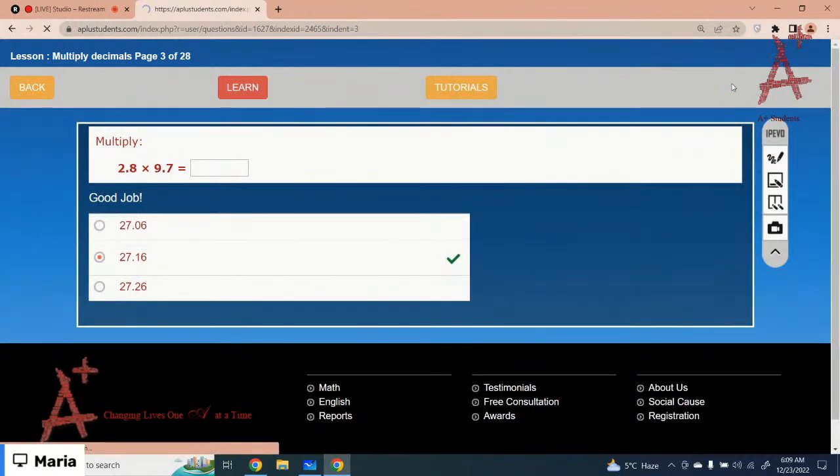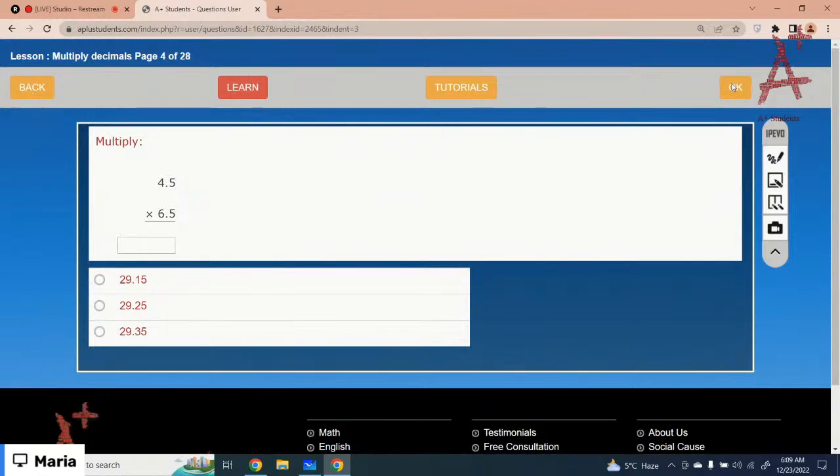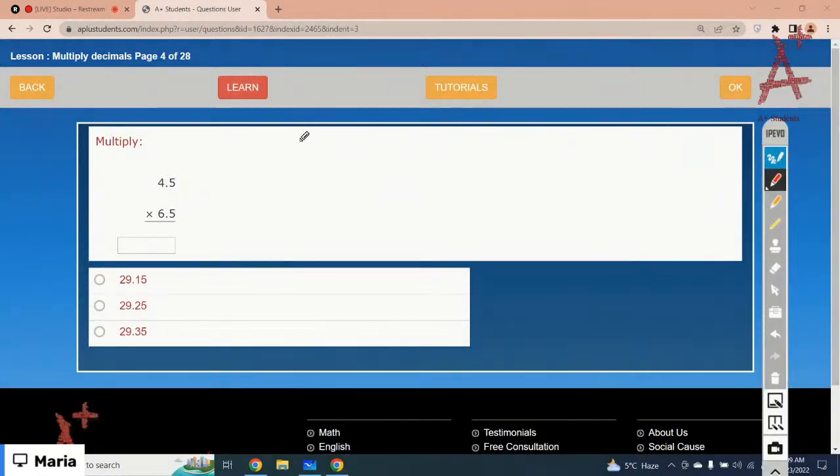Okay, the next one is 4.5 times 6.5. Got it? Let's just do 4.5 times 6.5. So multiply the numbers without the decimal. So you have to do 5 times 5 is 25. Here you have 5 and carry 2. 5 times 4 is 20 and 2 is 22.